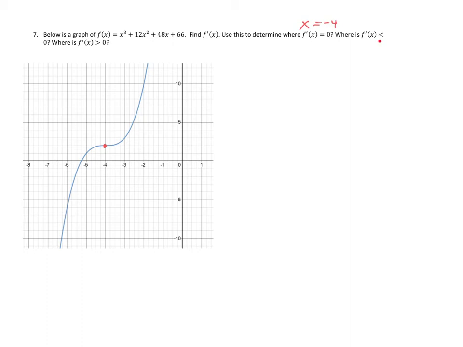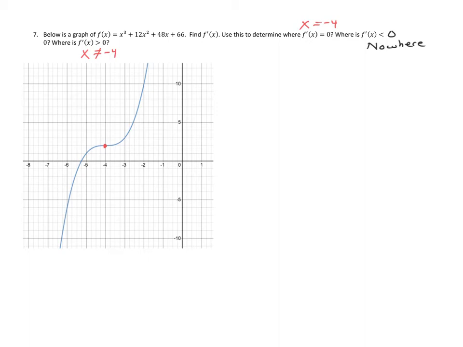But where is it less than 0? I don't see anywhere where the graph is moving downward. So less than 0, it looks like nowhere, which is possible. Therefore, where's the derivative positive? That's got to be every place except -4. So maybe I could write that as, my guess is every number except at -4, where the derivative becomes 0 for an instant. That's just a guess at this point.